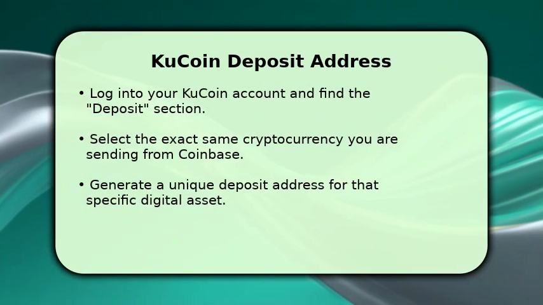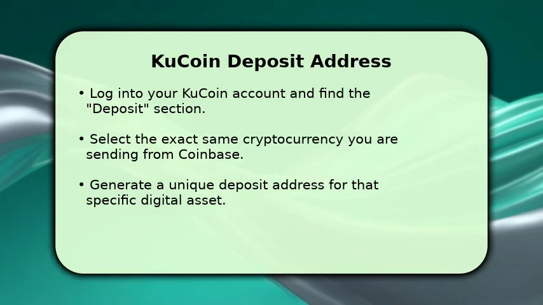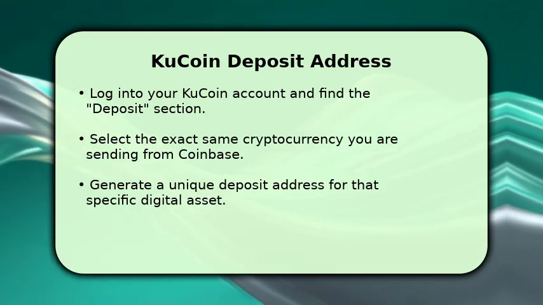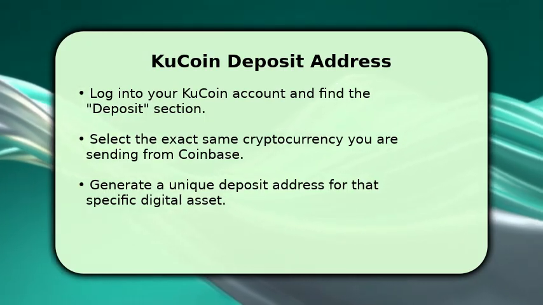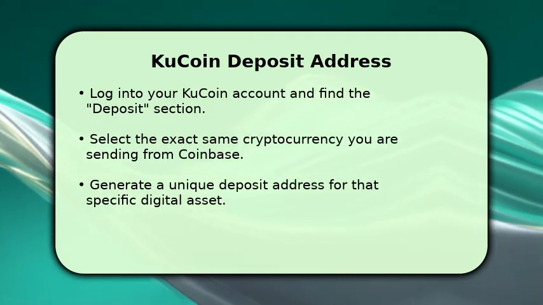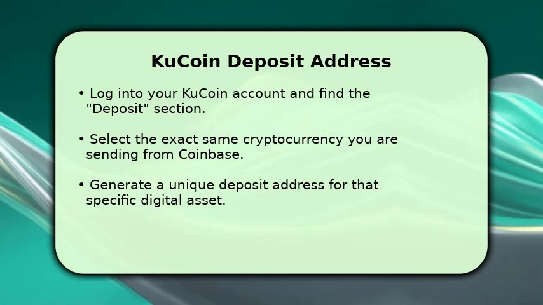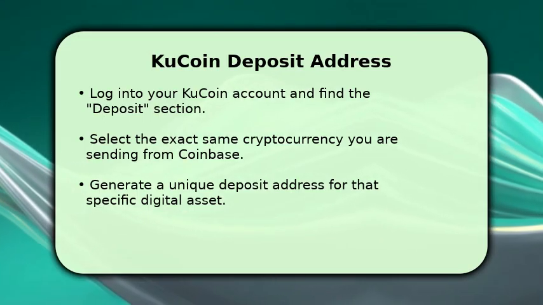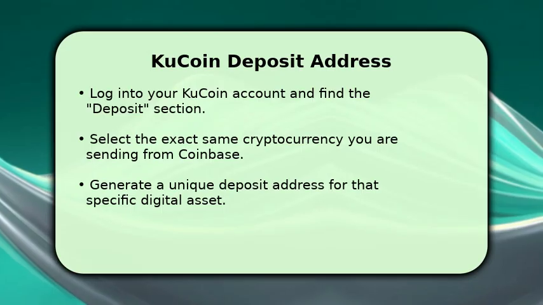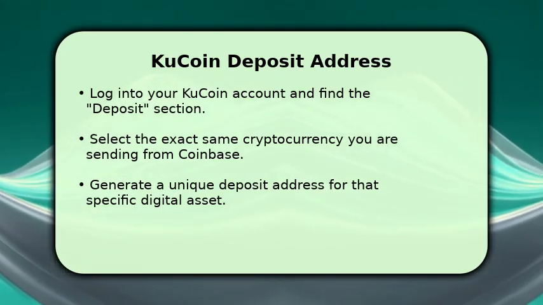Now switch over to your Kucoin account. Once logged in, find the deposit option, typically located in your main assets or wallet section. It's absolutely critical to select the exact same cryptocurrency you are sending from Coinbase. For instance, if you're sending Ethereum, choose Ethereum on Kucoin. This will generate a unique deposit address. Copy this address carefully. Even one incorrect character can lead to lost funds, so a triple check is highly recommended.